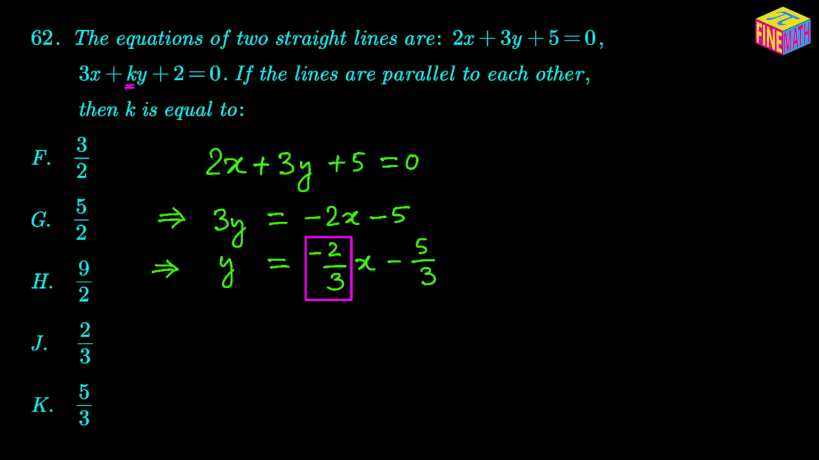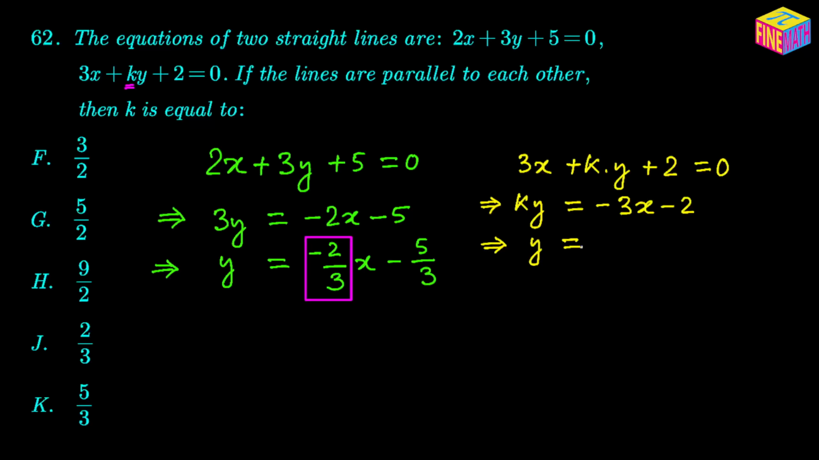Now let's look at the second straight line. Well, the second straight line's equation is 3x + ky + 2 = 0, where k is the unknown variable here. From here let's keep ky on the left hand side and bring everything to the right hand side, so that would be ky = -3x - 2, and from here if we divide both sides by k, we are going to get y = -3/k x - 2/k. Here the slope of the second straight line is -3/k, and because the two straight lines are parallel to each other, their slopes will be equal.